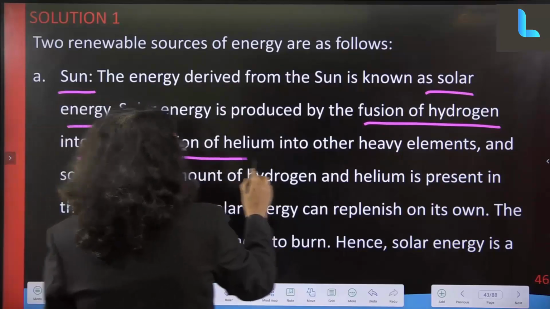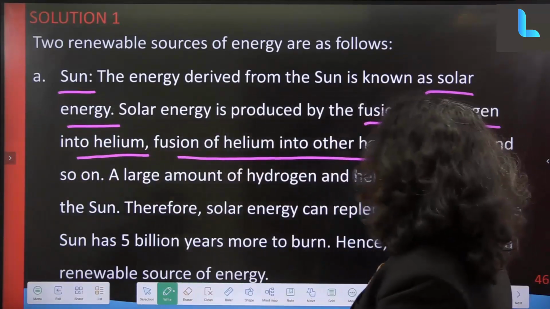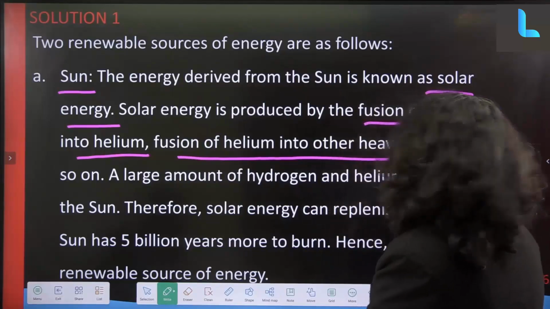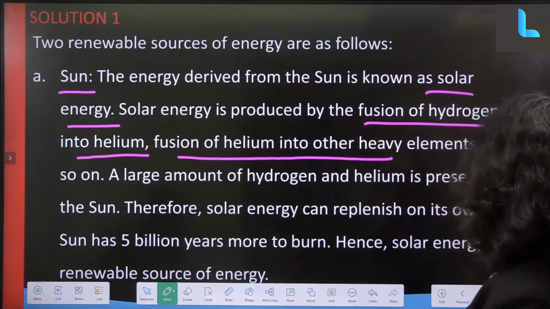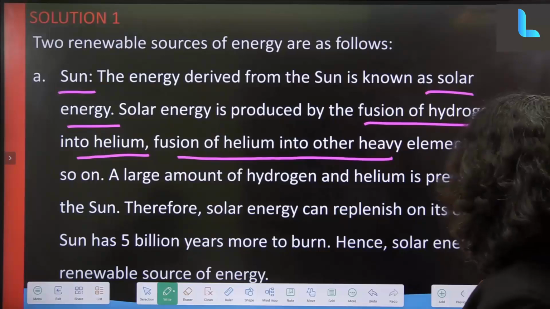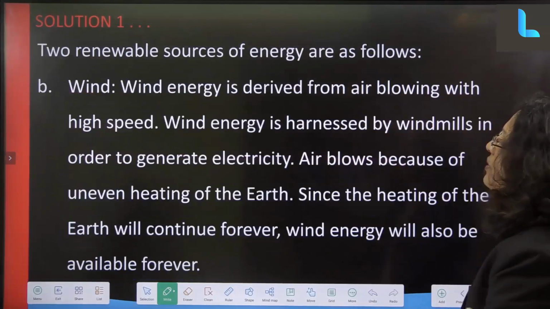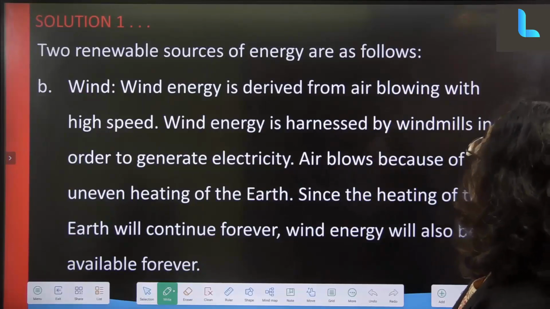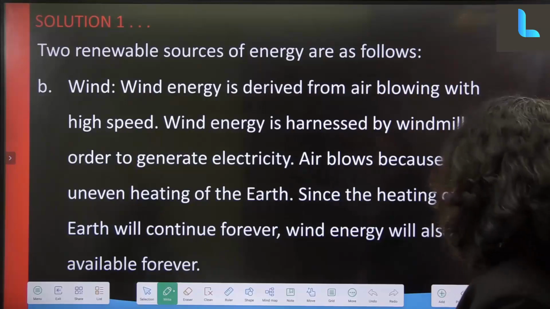Fusion of helium to other heavy elements and so on. A large amount of hydrogen and helium is present in the sun. Therefore, solar energy can replenish on its own. The sun has 5 billion years more to burn, hence solar energy is a renewable source of energy.